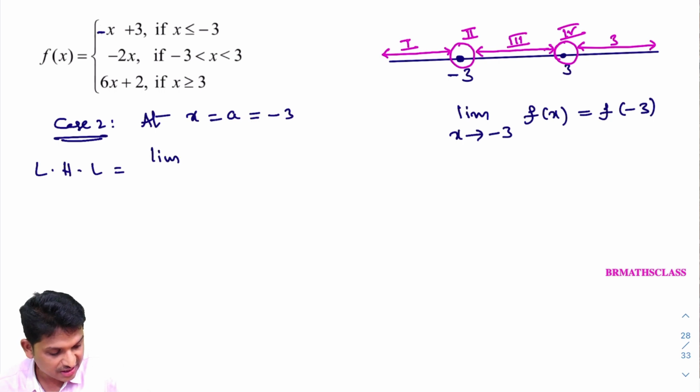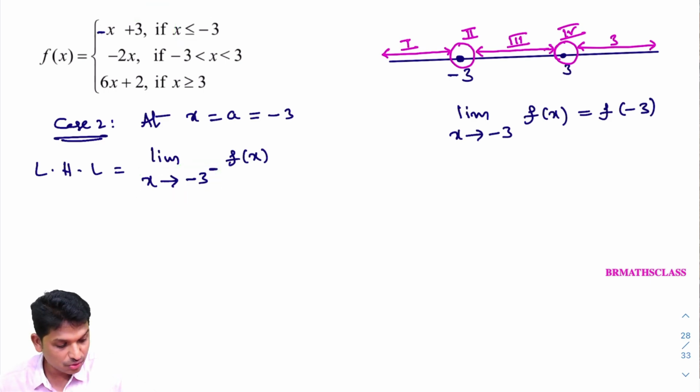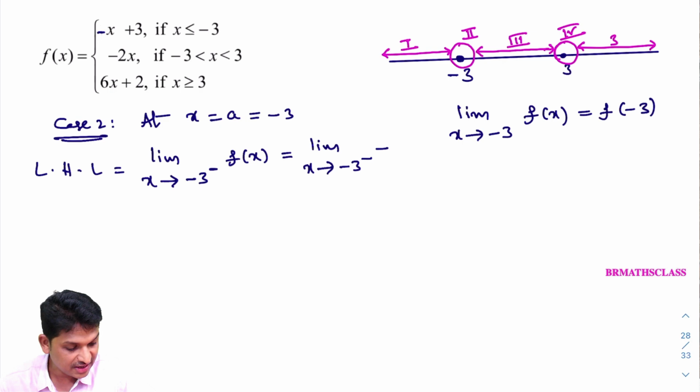How to calculate left hand limit? Limit x approaches minus 3 from left, f of x. Look here. X approaches minus 3 from left means all x values are less than minus 3. It is very clear. When x values are less than minus 3, we need to choose this function. So that equals limit x approaches minus 3 from left. Which function to choose? This first function. Write that function. What you will get? Minus x plus 3.